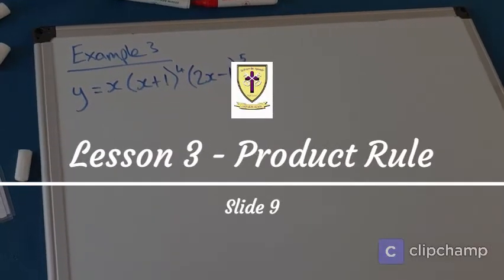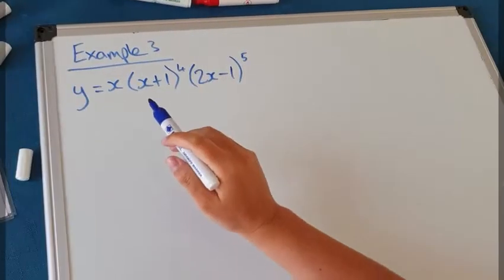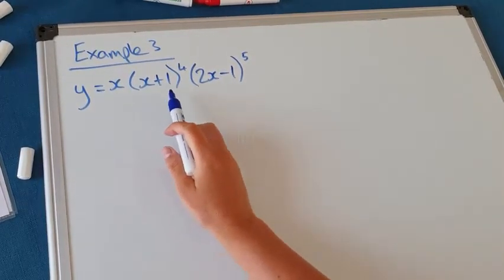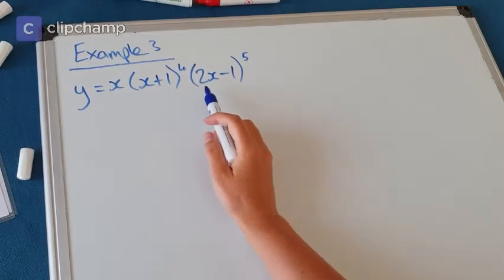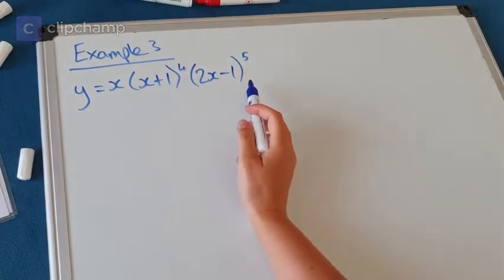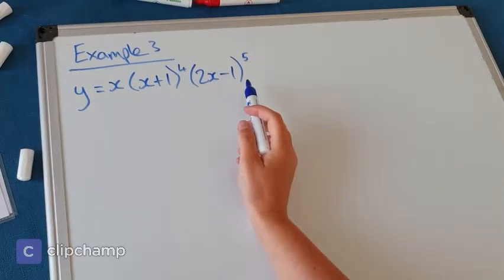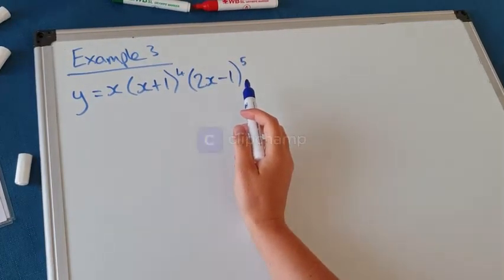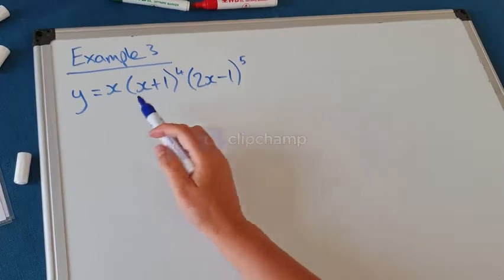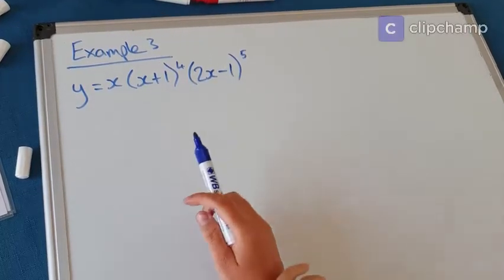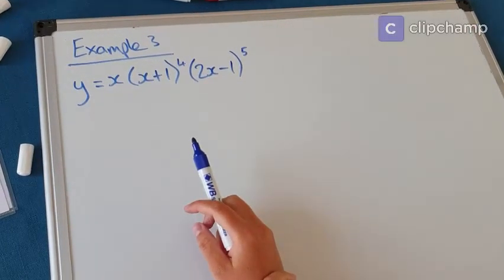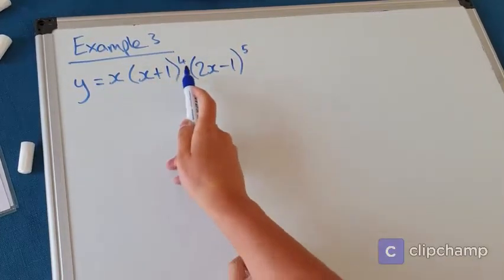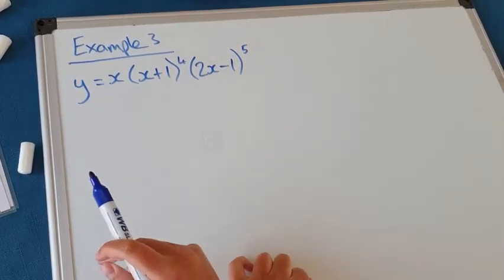Okay, example number 3. Getting a bit more complicated again. We've got y equals x(x + 1)^4(2x − 1)^5. Now, we're used to having two terms being multiplied, one being u and one being v. In this instance, it looks as though we've got 3 different terms forming a product.